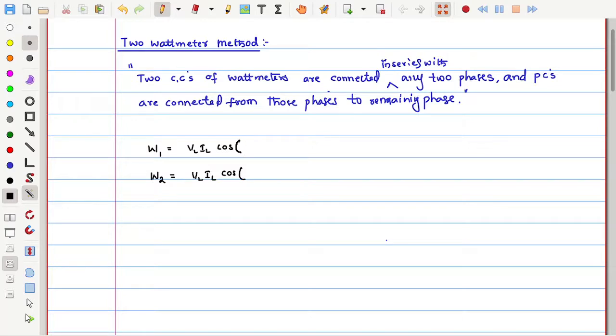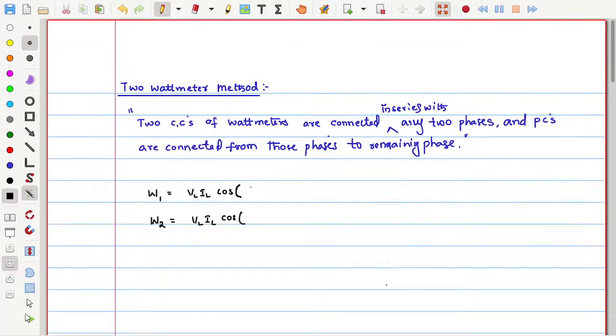Actually, it depends on the chosen configuration. One will come as 30 minus theta, the other as 30 plus theta. We chose a configuration where the current coils are connected in R and Y, and the voltage or pressure coils are connected from R to B and Y to B. With that configuration, W1 is VL IL cos of 30 minus theta, and W2 is VL IL cos of 30 plus theta.